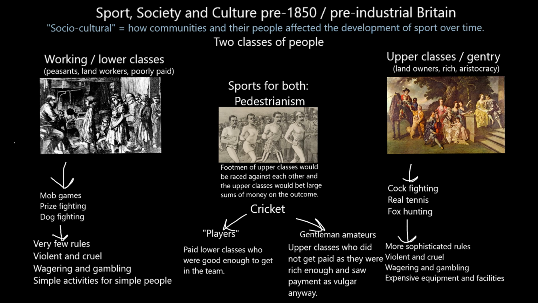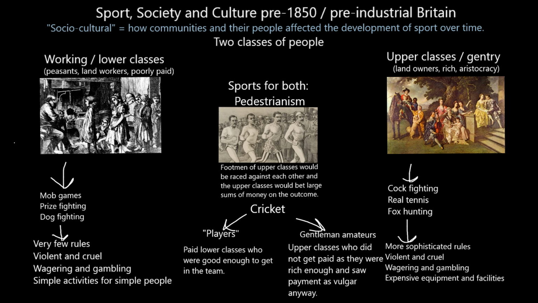So what I'll try to do in this first slide is show you that there were two classes back in Britain in the pre-1850 era, the pre-industrial era, and your class would affect the activities that you could do. But there were the odd sports, pedestrianism and cricket, where the two classes would meet. But this was very, very rare. And even if you look at pedestrianism and cricket, the upper classes are still treating the working classes very poorly. They're racing them against each other here or paying them, but seeing it as vulgar anyway.